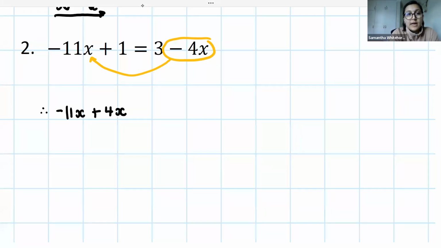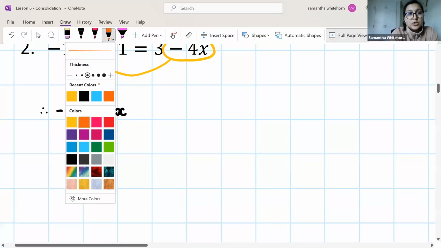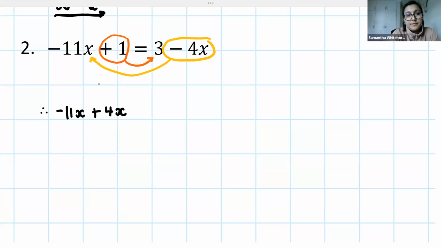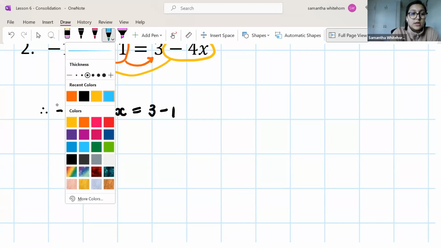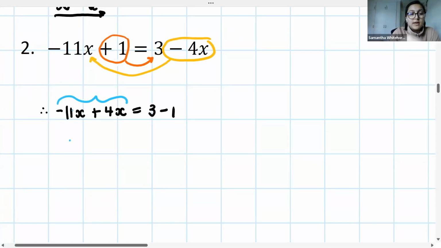Now, in a very similar way, I want this positive 1 to join the 3. And so once again, my inverse operations need to apply. The 3 stays on the right-hand side. I didn't do anything with that. But now that we have the positive 1 joining the 3, inverse operations tells me that I have minus 1 now on the right. And now you can see, hopefully, that all of my like terms are together. All of my x terms are on the left-hand side, all of my constants on the right-hand side. And this allows me to solve my equation.